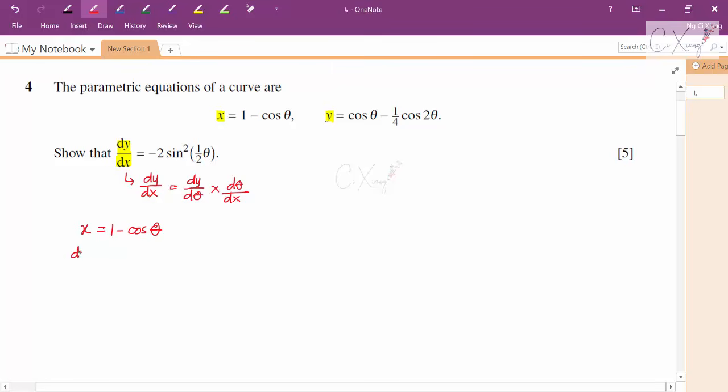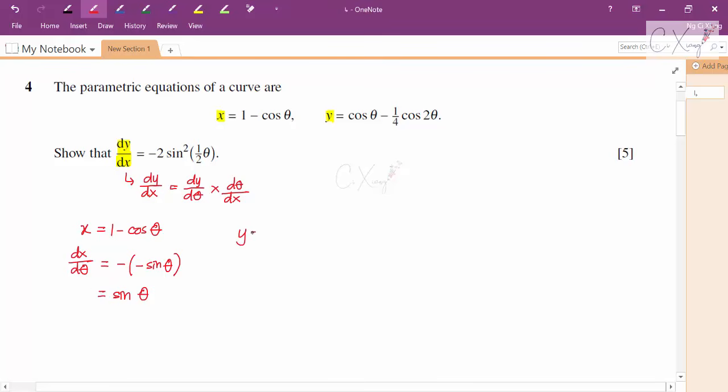Okay, so if I want to get dx d theta, I want to differentiate this equation. Differentiate 1, which is a constant, therefore you get 0. Negative, you copy it. Differentiate cos, you'll get negative sine. So I'm having negative sine theta. Negative multiplied with negative, of course you have the positive sine theta. So this is my dx d theta.